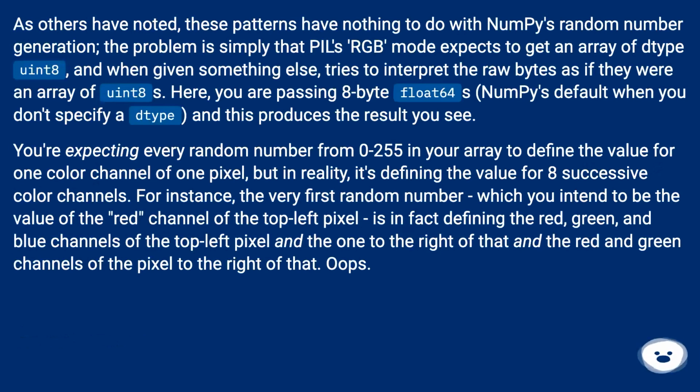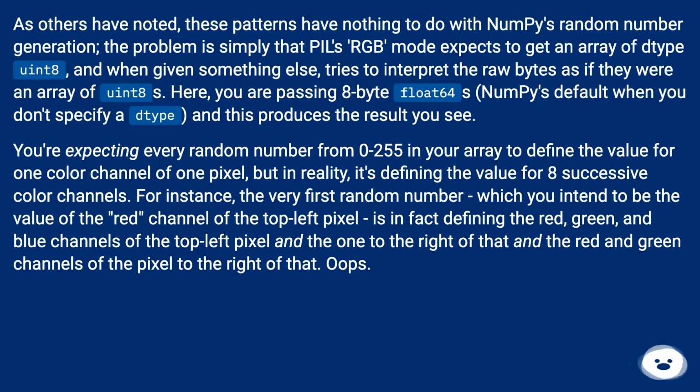As others have noted, these patterns have nothing to do with NumPy's random number generation. The problem is simply that PIL's RGB mode expects to get an array of type uint8, and when given something else, tries to interpret the raw bytes as if they were an array of uint8s. Here, you are passing 8-byte float64s, NumPy's default when you don't specify a type, and this produces the result you see. You're expecting every random number from 0 to 255 in your array to define the value for one color channel of 1 pixel, but in reality, it's defining the value for 8 successive color channels.